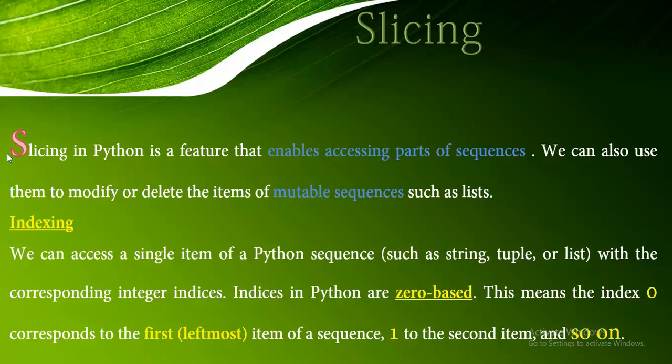Therefore, slicing in Python is a feature that enables accessing parts of a sequence. We can also use it to modify or delete the items of a mutable sequence. Mutable sequence means where we can modify the data items, such as a list. In slicing, the indexing plays the most important role.